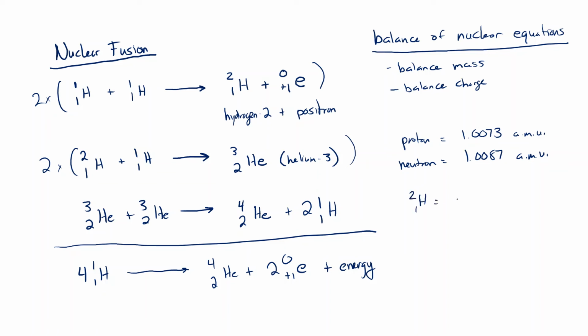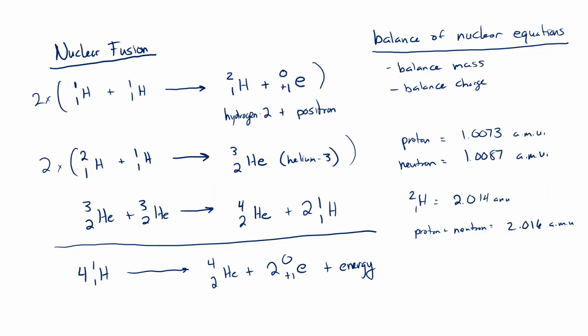So hydrogen-2 ends up having a mass of 2.014 atomic mass units. And if you add all this up, of course, you get 2.016. And so there's a difference. So proton plus neutron equals 2.016 atomic mass units. So what's going on? Where does that mass go? Conservation of mass says that we should always have the same amount of mass. We should be balancing that. And what it turns out is that mass is converted into energy.